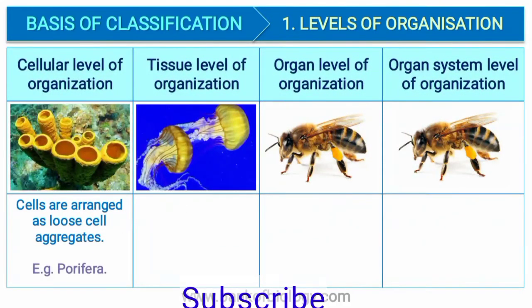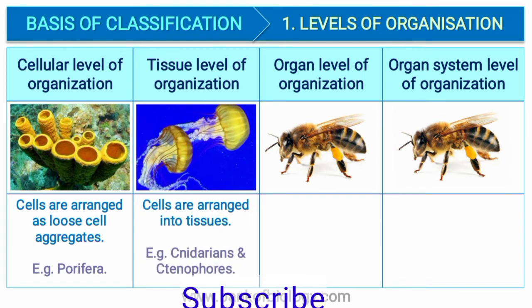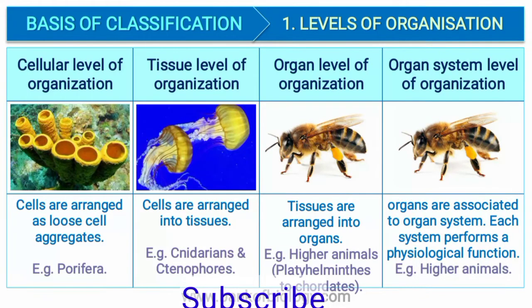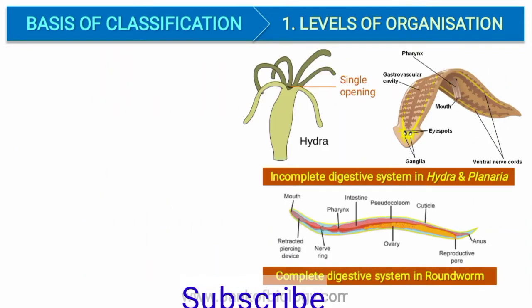In cellular level organization, cells are arranged as loose cell aggregates like in Porifera, whereas cells are arranged into tissues in cnidarians and ctenophores, and tissues are arranged into organs in higher animals like platyhelminths and chordates. Next, organs are associated into organ systems. Each system performs a physiological function in higher animals, invertebrates of higher levels of organization.